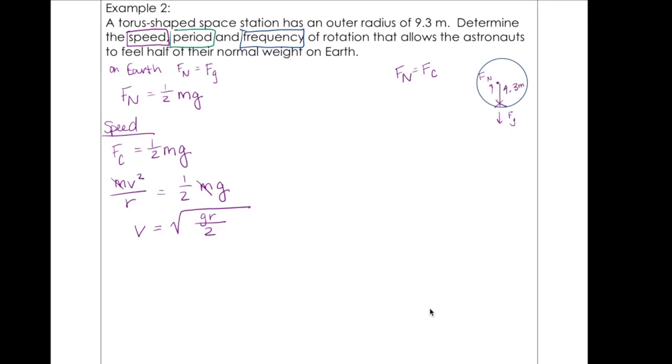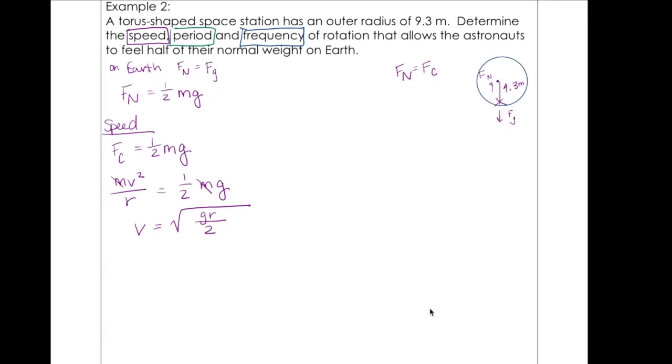Okay, so now I can plug in the information that I have. So v equals the square root. The gravitational pull on Earth is 9.8 times our radius, which is 9.3, divided by 2, and then we'll find that v equals 6.75 meters per second. So that's our speed, our instantaneous speed.